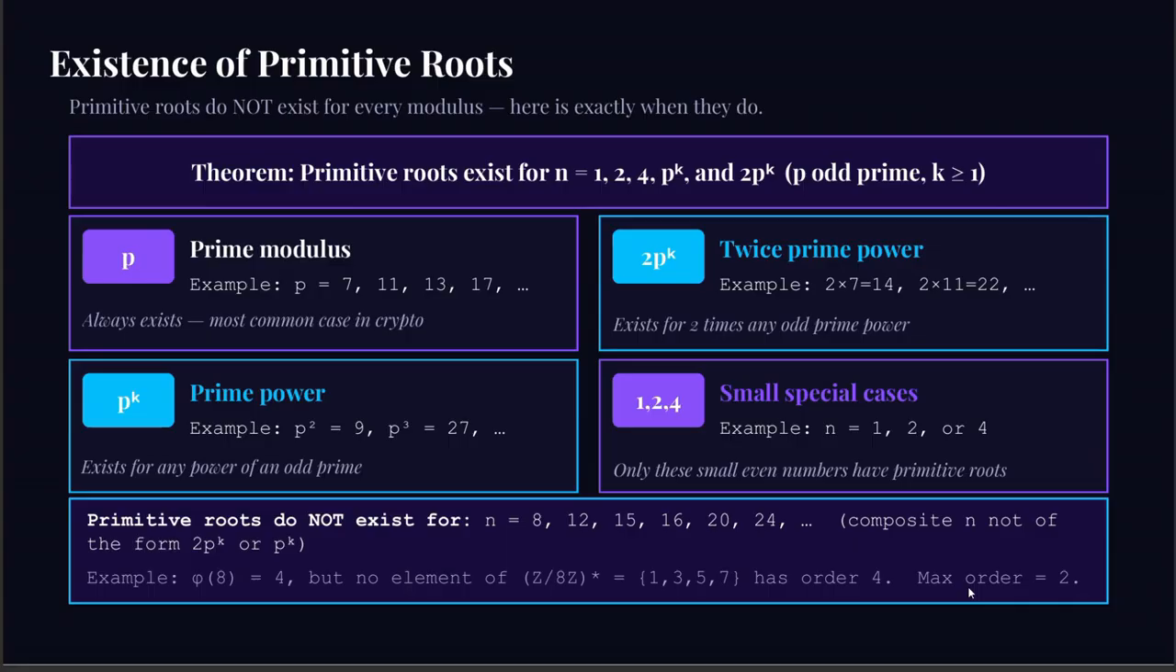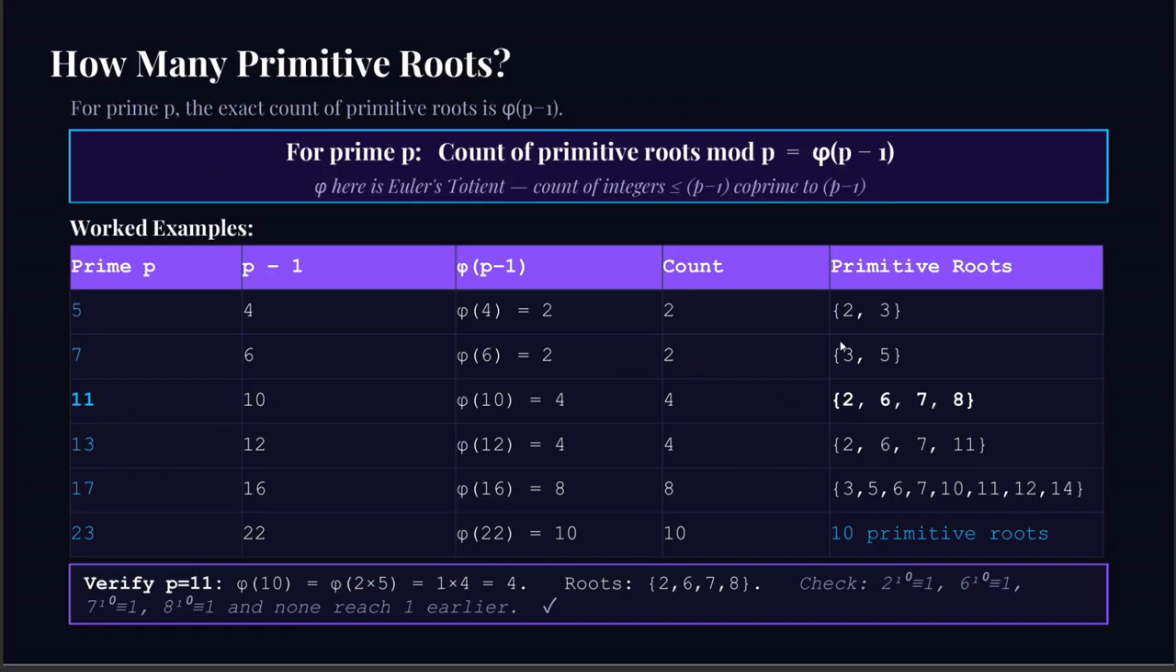Another question arises: if the primitive root exists, how many are there? There is a theorem that states that for a prime number p, the number of primitive roots equals phi of p minus 1. For example, if p equals 5, phi of 4 equals 2. So there are two primitive roots, which are 2 and 3.